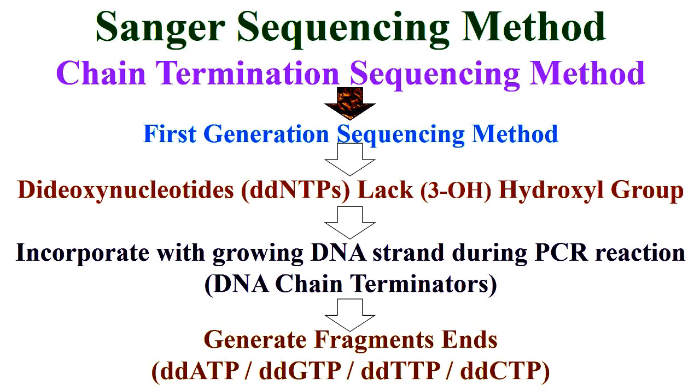Sanger sequencing method, or chain termination sequencing method, is a first-generation sequencing method. It uses ddNTPs, dideoxynucleotides that lack a hydroxyl group, which incorporate into the growing DNA strand during the PCR reaction as DNA chain terminators to generate fragments with ends ddATP, ddGTP, ddTTP, and ddCTP, as mentioned in the next slide.